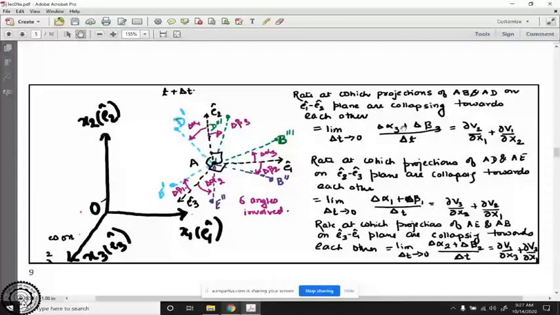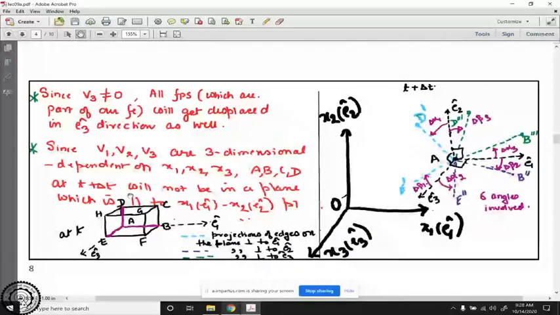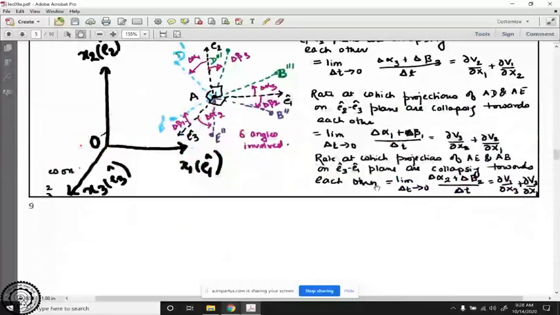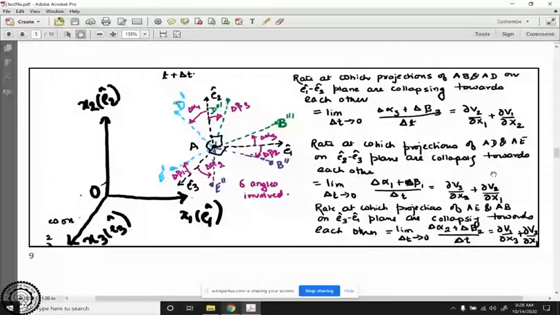Again, what we did yesterday was the only question as far as collapsing rate is concerned. But now, since it is 3-componential and 3-dimensional, we can ask 2 more similar questions of projections of edges collapsing. The next question I can ask: the rate at which projections of AD and AE, remember AD was originally along the 2 axis and AE was originally along the 3 axis, on the E2, E3 plane are collapsing towards each other. So effectively, I'm asking the rate at which AD prime and AE prime are collapsing towards each other.